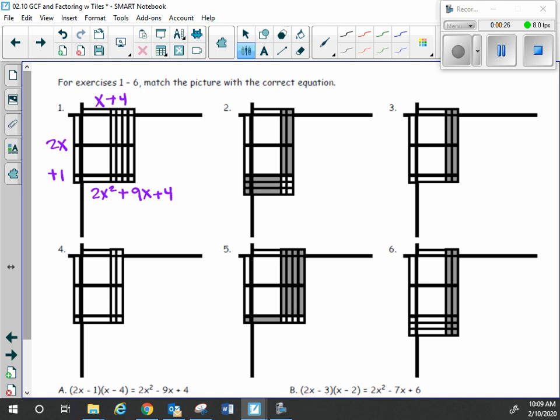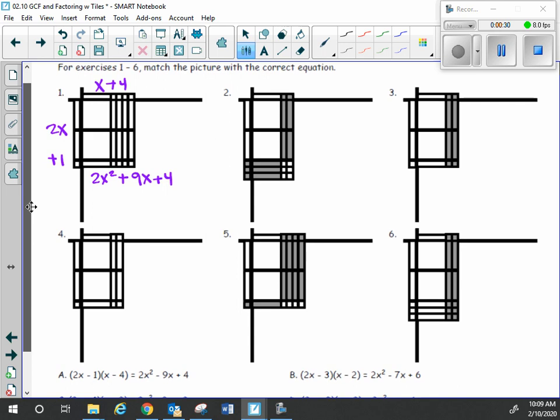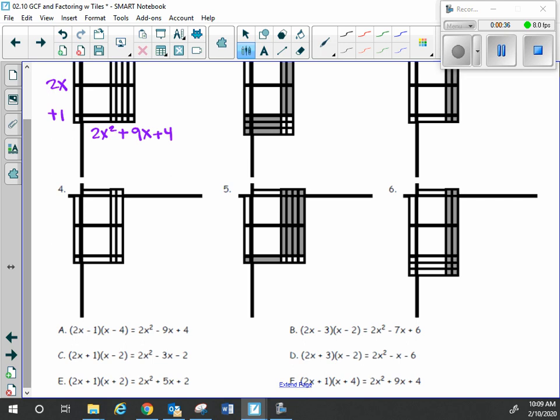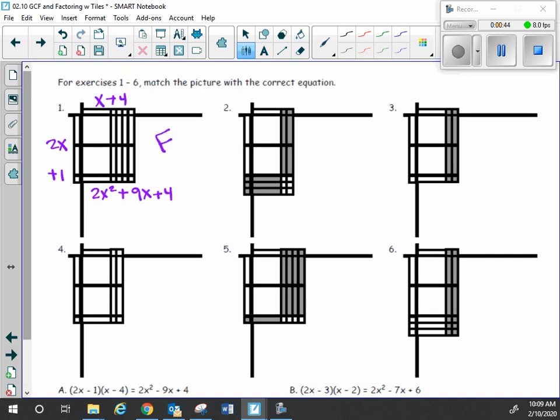Okay, so when you look down at your answer choices, you're looking for the product of 2x plus 1 times x plus 4 equals 2x squared plus 9x plus 4. Which answer choice matches that scenario? F. Good. So what you're doing for 1 through 6 is you're just matching what the model is with the algebraic representation. Okay? So take about 2 or 3 minutes. Get that done?